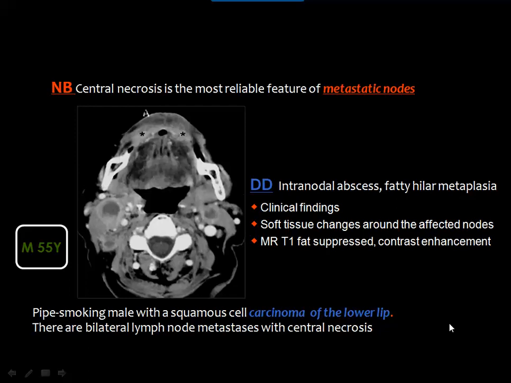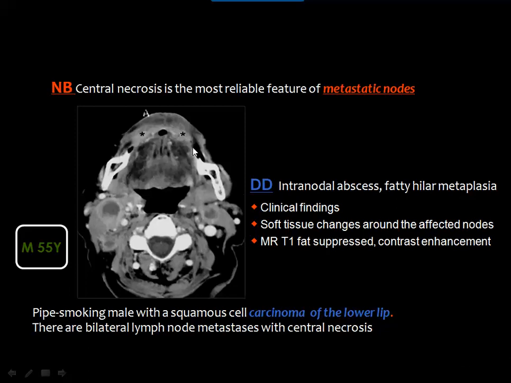Then we know that the differential diagnosis of nodes lies between inflammatory and neoplastic, and sometimes you may get lymph node hyperplasia, such as in Castleman disease, for example. But it's very important to have the clinical findings of the patient, and they help you for the differential diagnosis, and to look carefully in the images, searching for a primary lesion which may lead to metastasis in the visualized groups of lymph nodes.